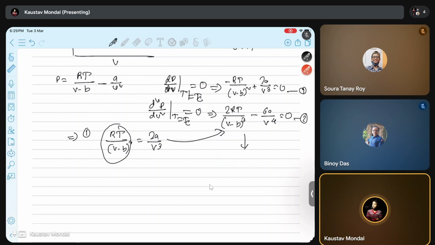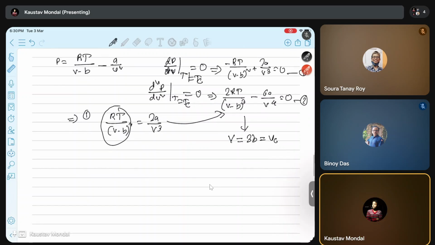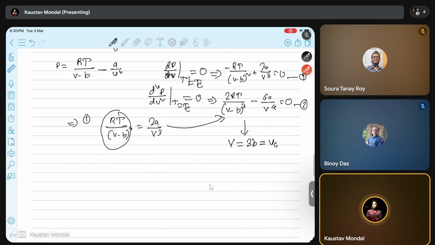So that means the volume expression that you are getting, that would be 3b, that is nothing but a critical volume Vc. Now we get the expression of Vc, right? If you simply substitute the Vc expression here in equation 2, that would give you the expression of Tc. So Tc would be, so this would be the expression of the Tc.